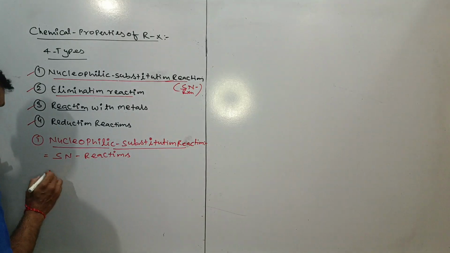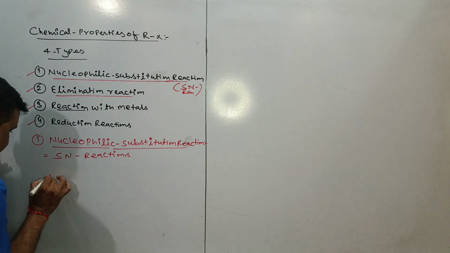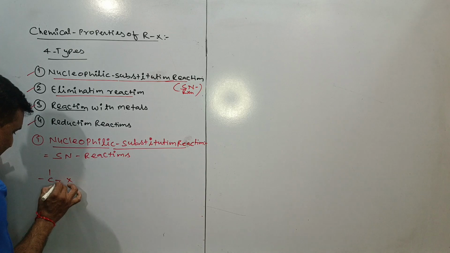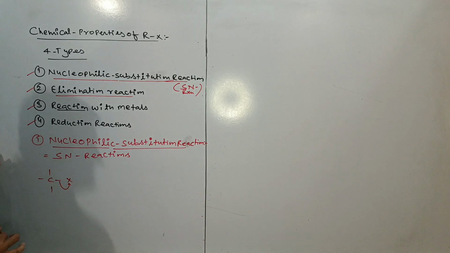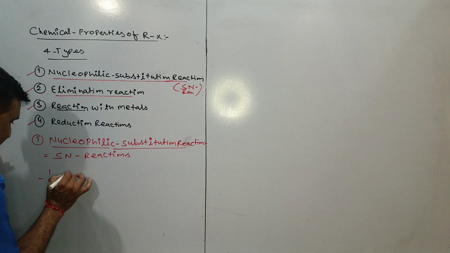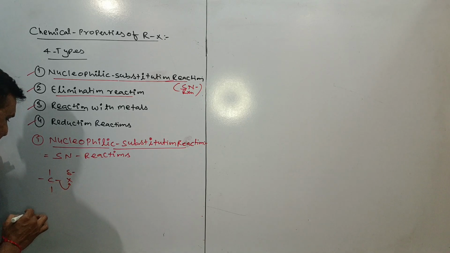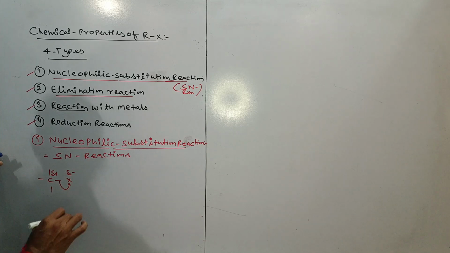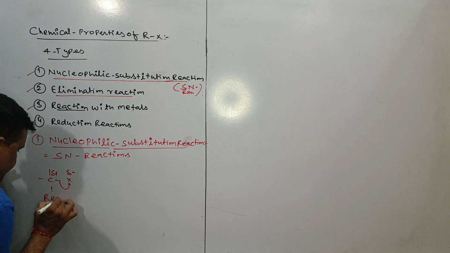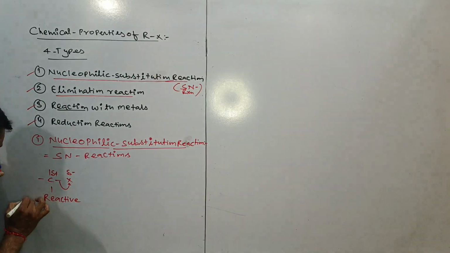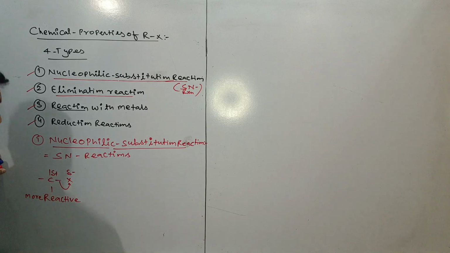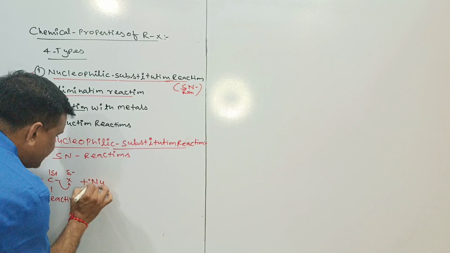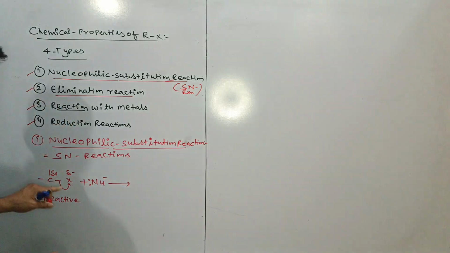If we go with the haloalkane, then this is the position of haloalkane. This is the X. As we all know that the electronegativity of halogen is larger than the carbon, so there will be partial charges, and due to partial charges, this becomes more reactive.